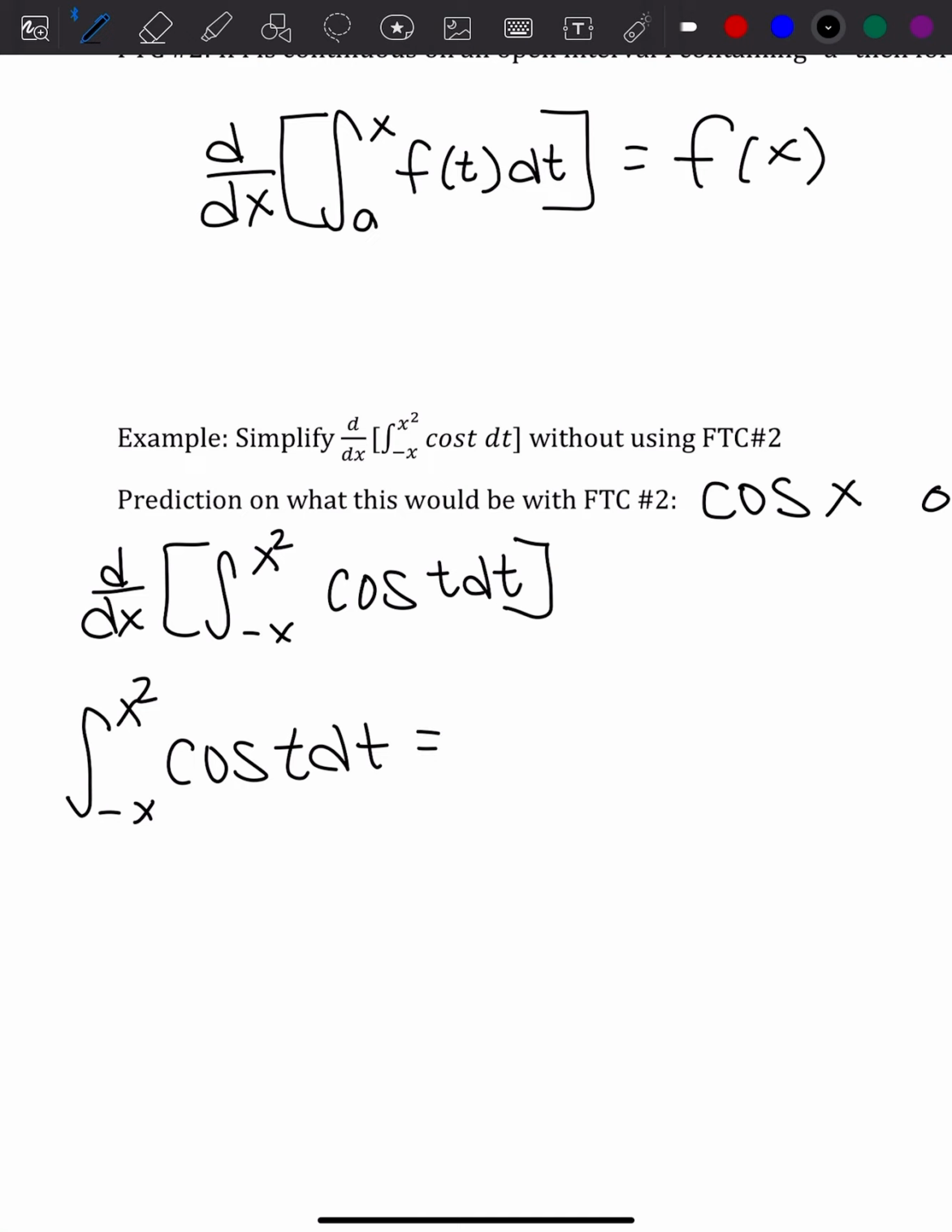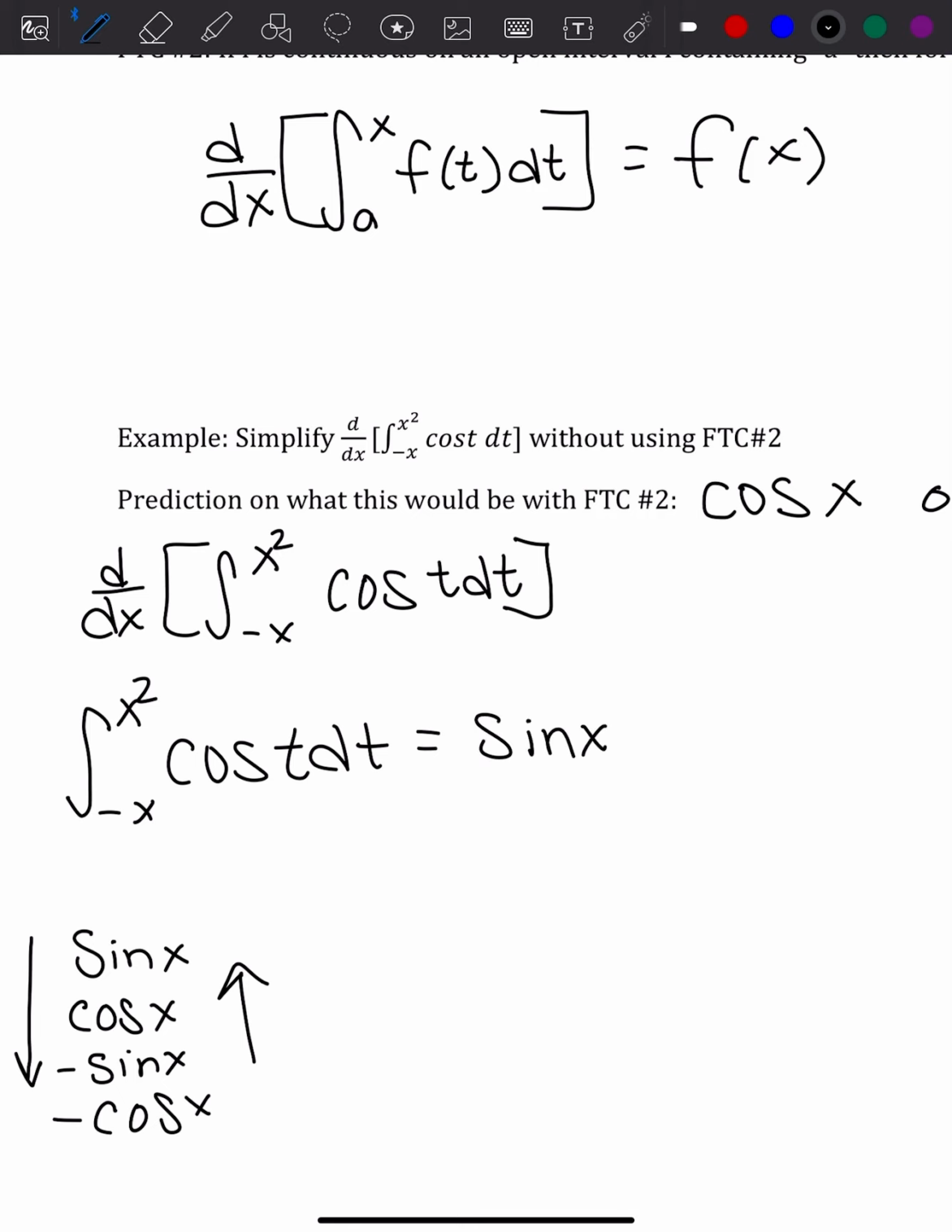So we can think back to our sine and cosine derivatives. These going down are our derivatives, going up are our integrals. So I have cosine. If I go up 1, we know that sine is going to be our function. So we have sine of t, sorry, on the interval of negative x to x squared.